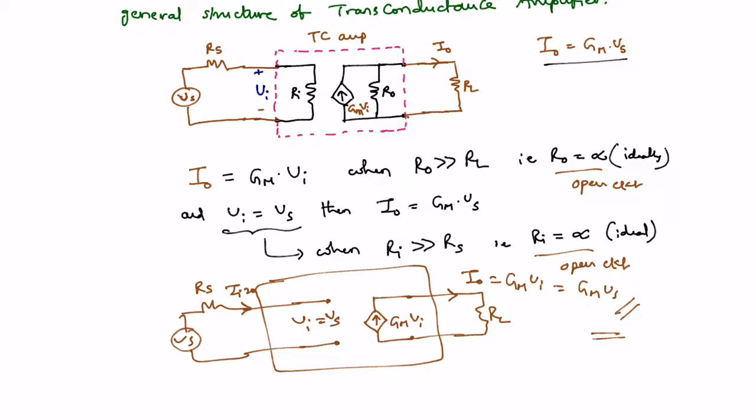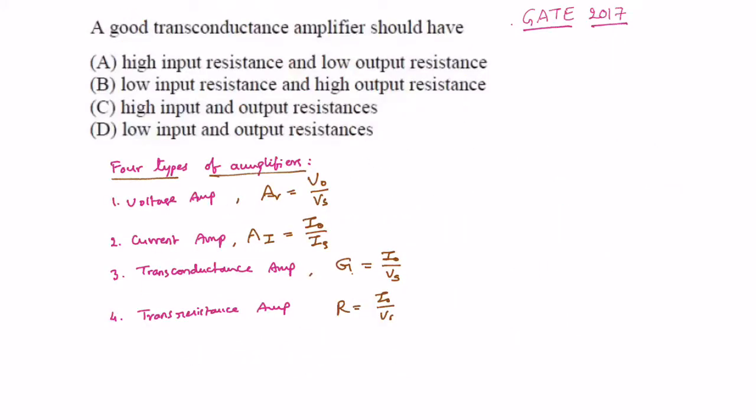So the right answer for this one is both very high: high input and output resistances. The right option is C. C is the right answer.